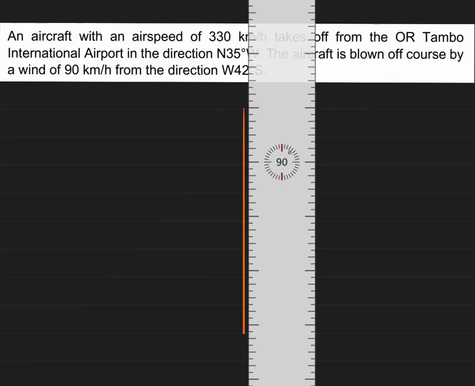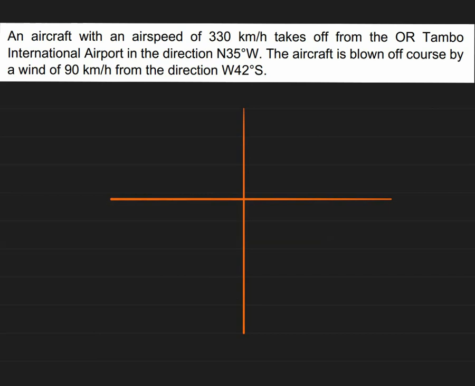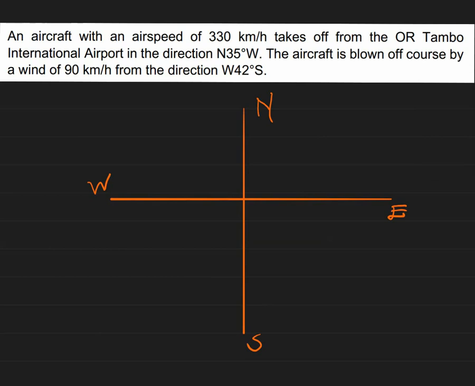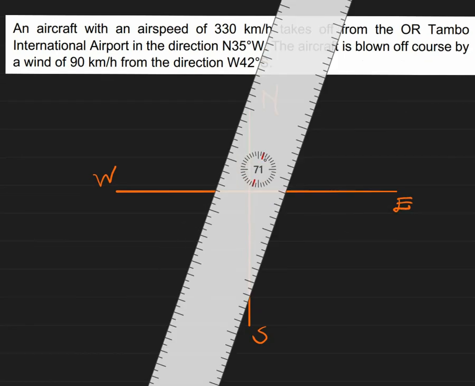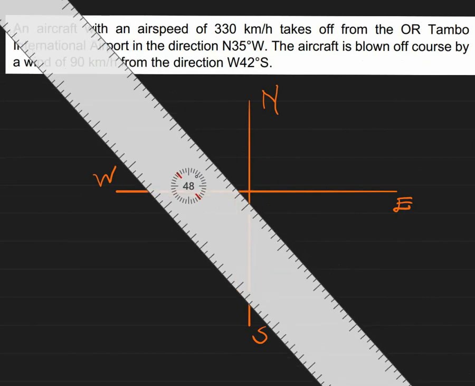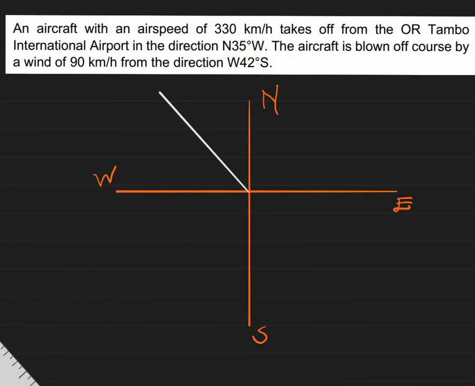Alright, I'm going to start with my directions just so you guys can see exactly what I'm doing. So there's my east, that's south, that's west, and that's north. The first vector, that is the vector for the aircraft, is going at 35 degrees from north to west. So that will be that angle over there. Just drawing that vector from the origin. Alright, so that's my first vector, which is 35 degrees from north to west.